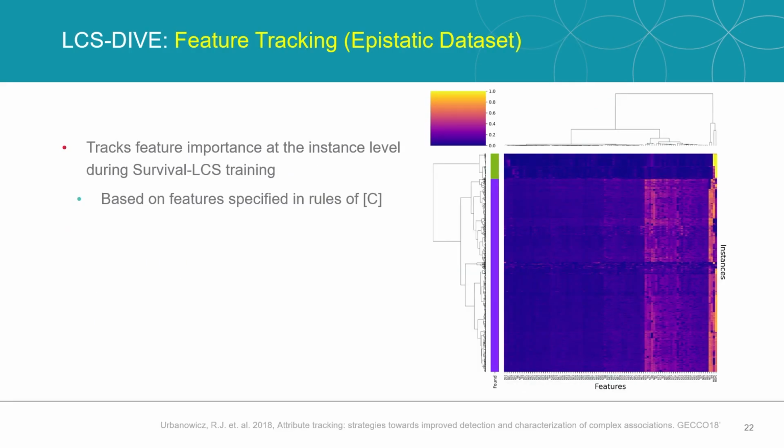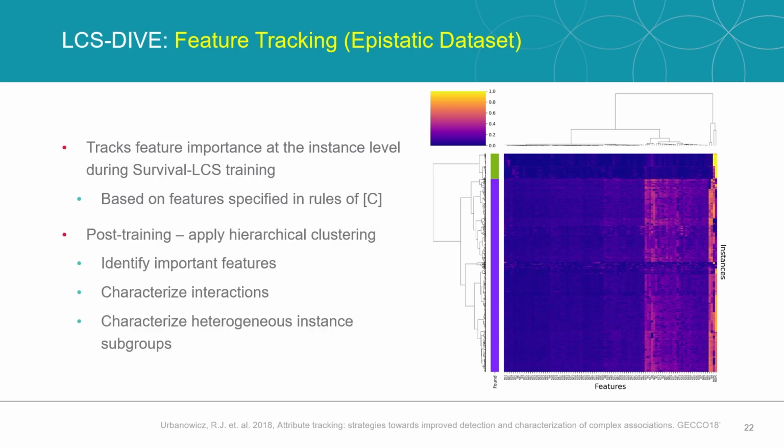One final visualization we explored using LCS Dive is to examine feature tracking scores. We previously introduced this idea of tracking feature importance at the instance level during the course of LCS training. Then, after algorithm training, we can take these scores and apply hierarchical clustering in order to identify important features, characterize interactions, and characterize heterogeneous instance subgroups. We again looked at having run Survival-LCS on an epistatic dataset and found that across different instances, it placed particular importance on those two interacting features above all other features in the dataset.